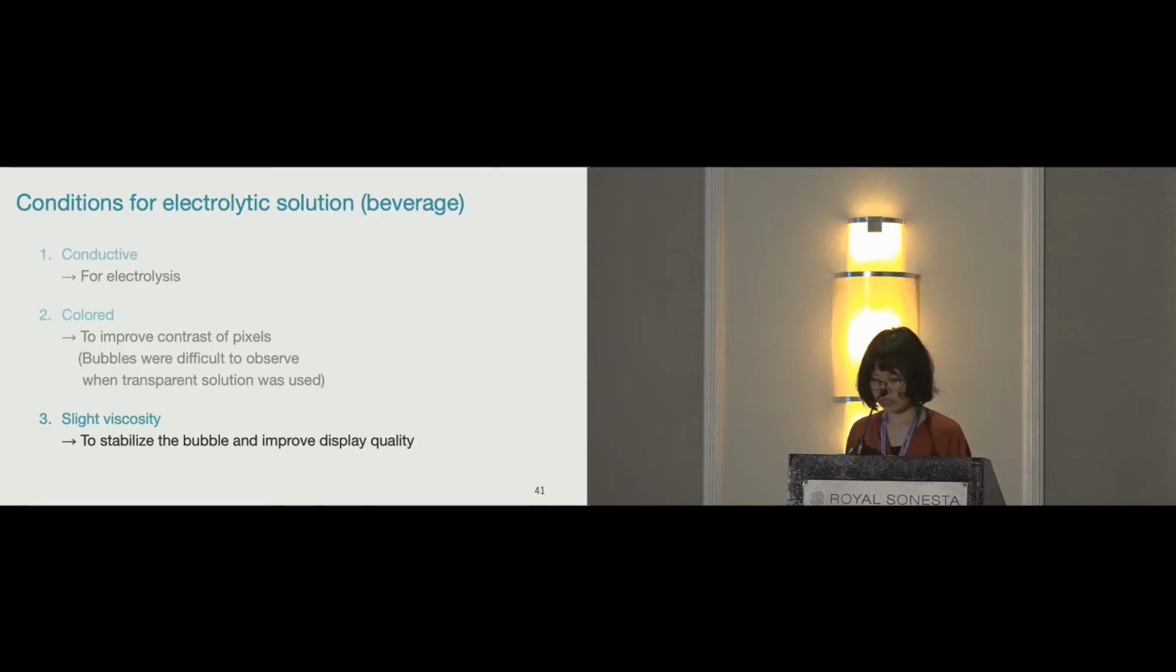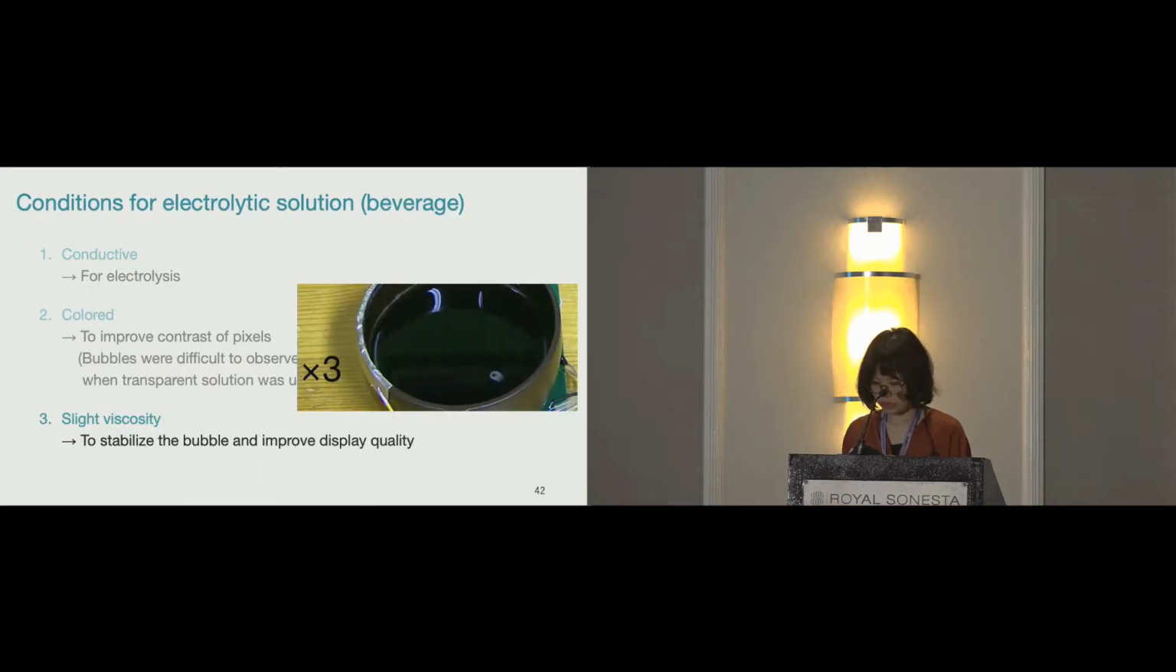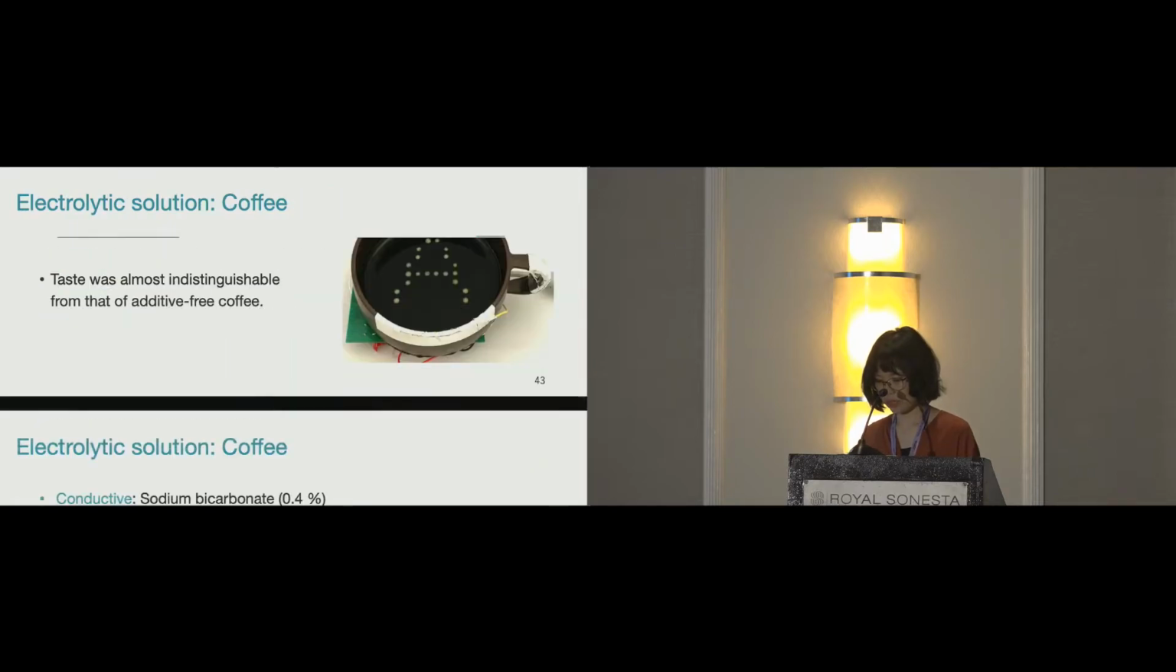Finally, the slight viscosity. In the initial prototype, we occasionally observed that some of the bubble pixels flow to the wall of the vessel from the original position when using a non-viscous solution. This is how bubbles flow. To prevent this, we need to increase the thickness of the solution.